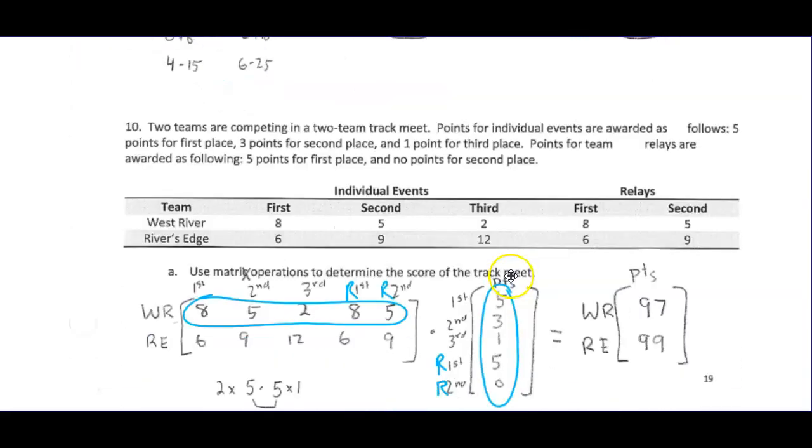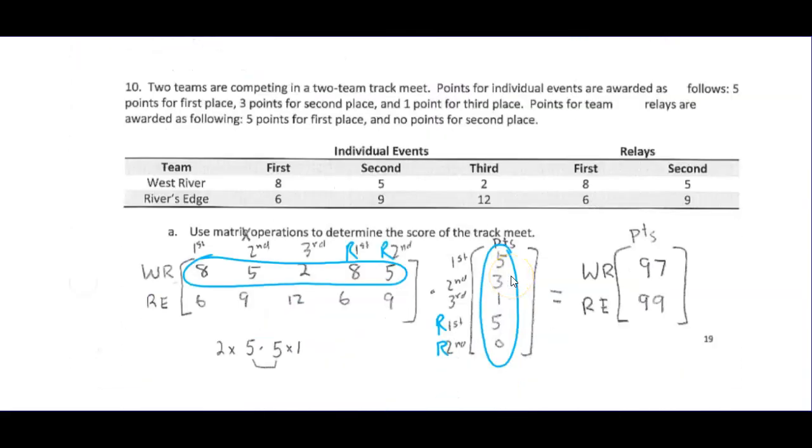And then number 10. Number 10 should have been set up a lot like the football problem from yesterday, where you have the events and then the values of the events. And those places, the points were up here in the paragraph. So we had 5 points for first, 3 for second, 1 for third, and then 5 for first and none for second.